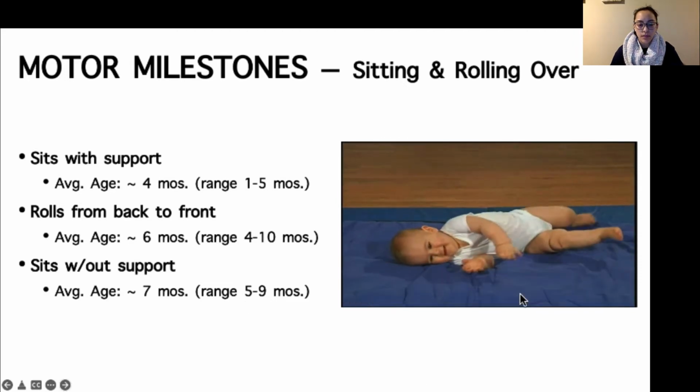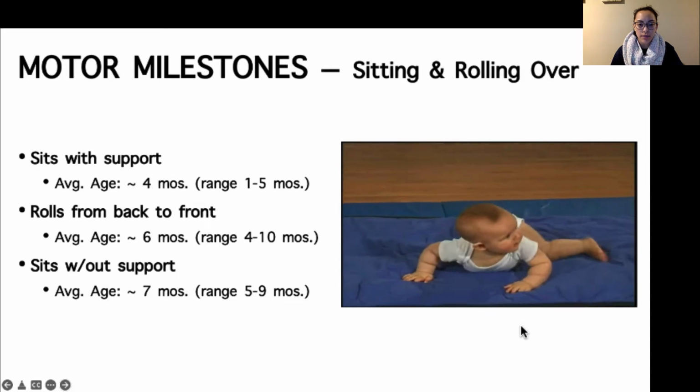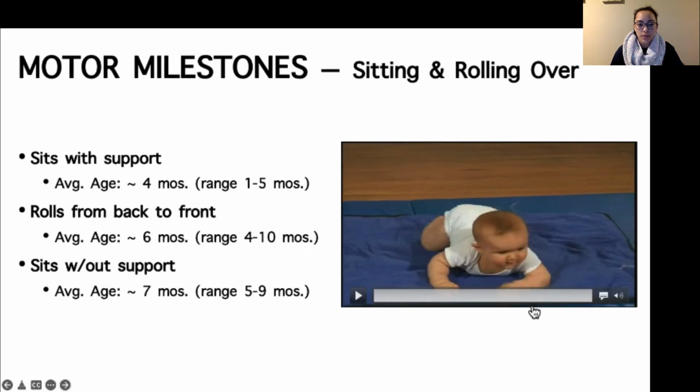Again, we can see this baby rolls over, right? Looks a little bit older than our previous example, but seems to have more muscular strength in moving their body weight around.